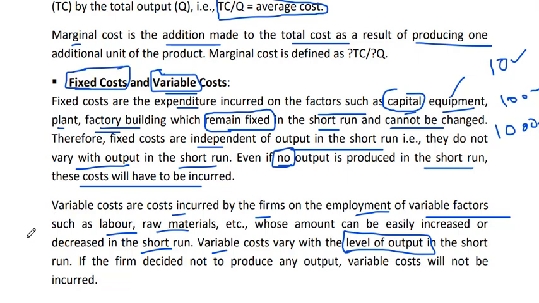And if the firm decides not to produce any output, variable cost will not be incurred. Why? Because if there are zero phones to make, then I will not require any raw material or any labor. I will not have to give any salary. So variable cost will not be incurred. So this is called variable cost.